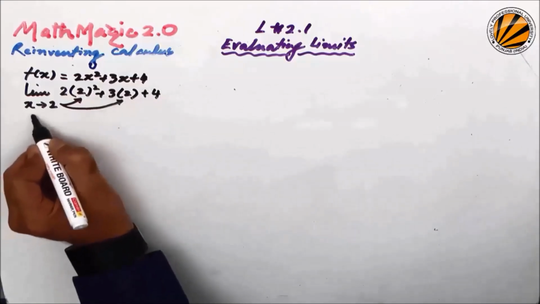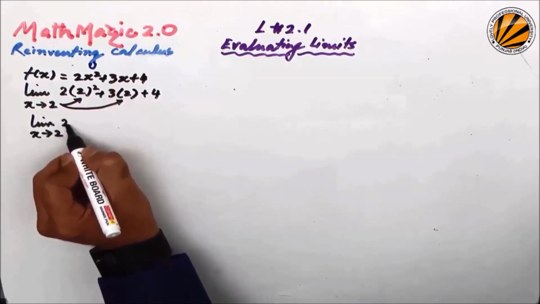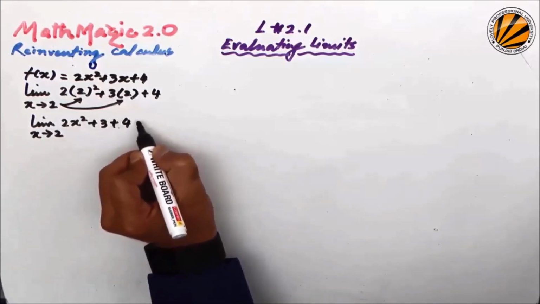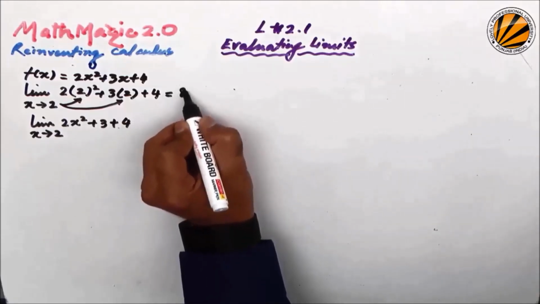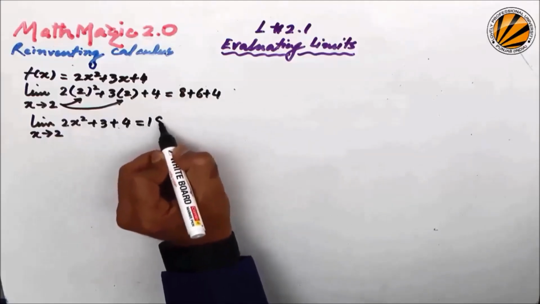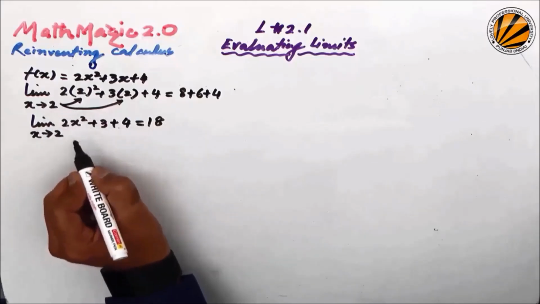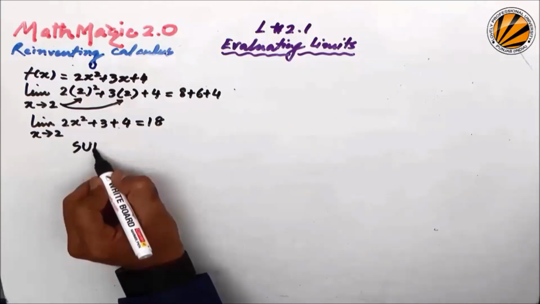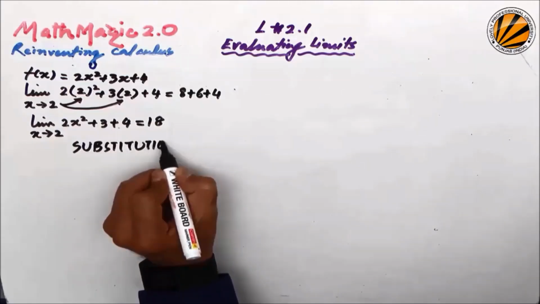So we can very well say that the limit as x approaches 2 for this particular function, that is 2x square plus 3x plus 4, is given by substitution like this, that is it becomes 8 plus 6 plus 4. So this is nothing but 18. Now because we have substituted the value, this is known as the evaluation of limits by substitution. This is one of the methods.